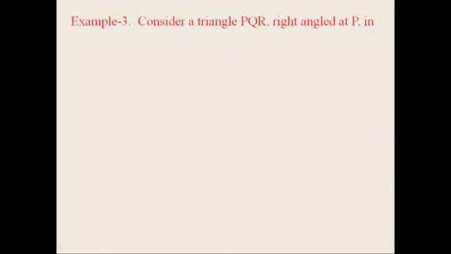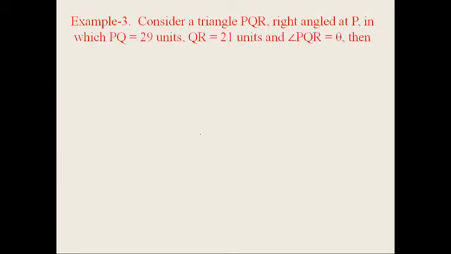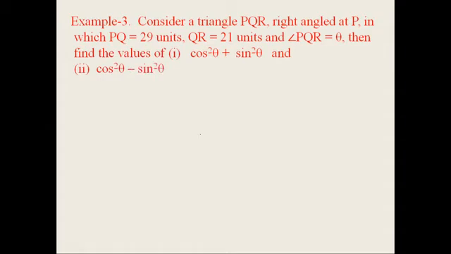Example 3. Consider a triangle PQR, right angled at P, in which PQ is equal to 29 units, QR is equal to 21 units and angle PQR is equal to theta. Then find the values of cos square theta plus sin square theta and cos square theta minus sin square theta. These two we are going to find.